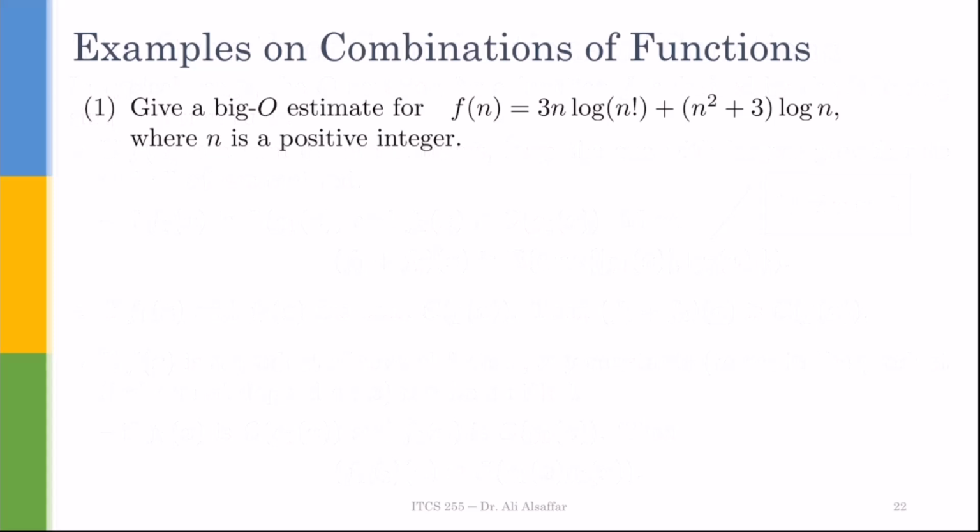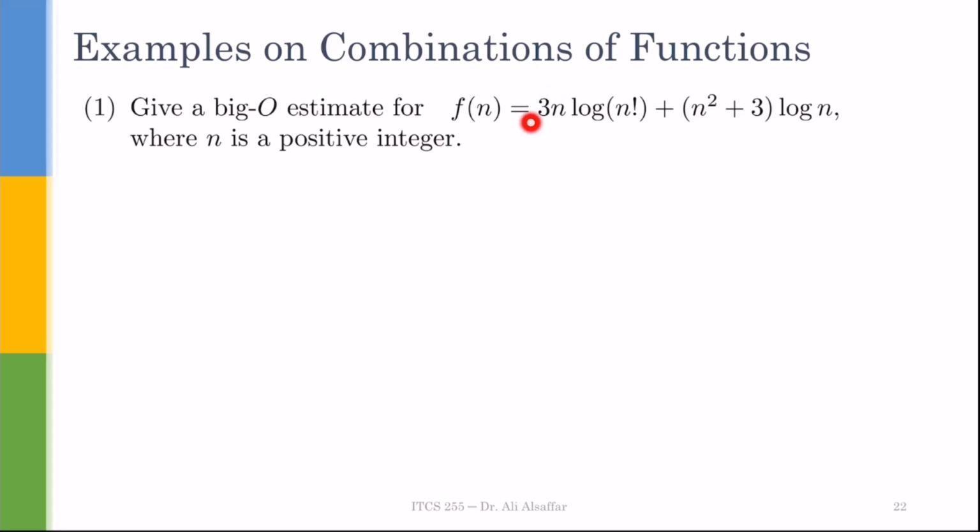In this example, we want to give a big O estimate for the following function. This function consists of the addition of two parts. The first part is 3n multiplied by log n factorial, and the second part is a polynomial, n squared plus 3, multiplied by log n. Now, we need to find the order of each part of this function, and then we will use the simplification rules of big O to combine all these orders to get to the final big O for this function.